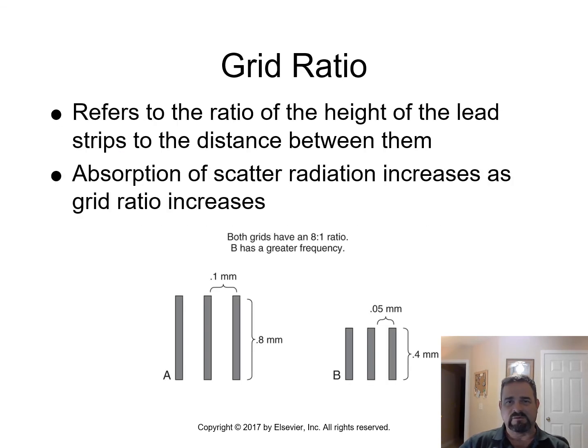All right, so grid ratio refers to the ratio of the height of the lead strips to the distance between them. Absorption of scatter radiation increases as grid ratio increases. You can see this figure and explanation on figure 9-8 on page 112.